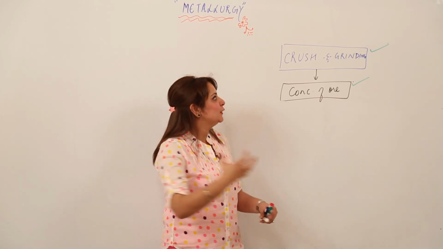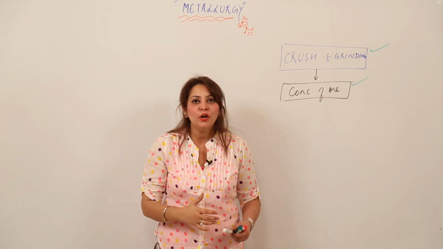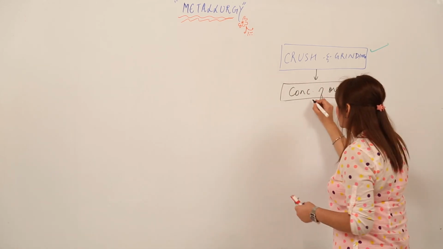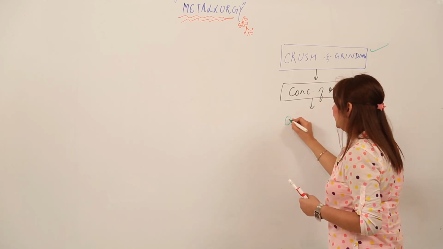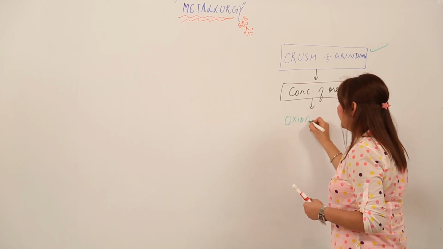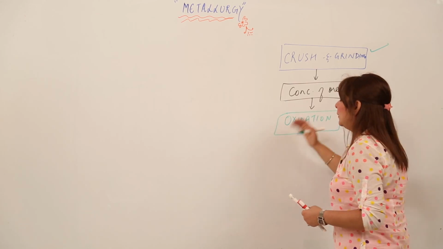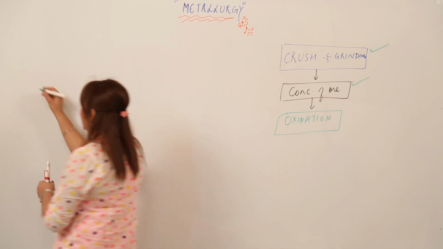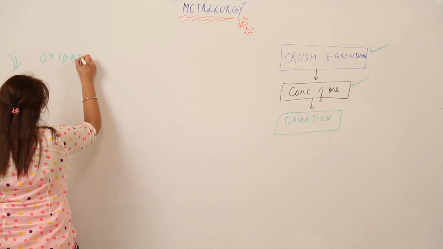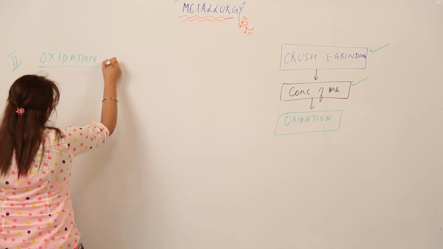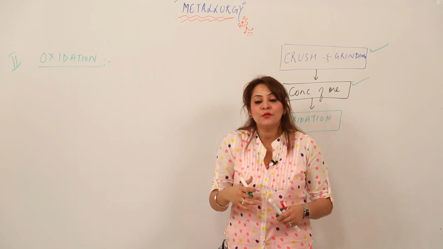Now, as we have done the first step, that is crushing and grinding, followed by concentration of ore, our next step is oxidation. Right, so our next step for metallurgical operation is oxidation. We'll be taking the second step now, that is the oxidation. And what does this step actually involve? What will this step do for our ore?